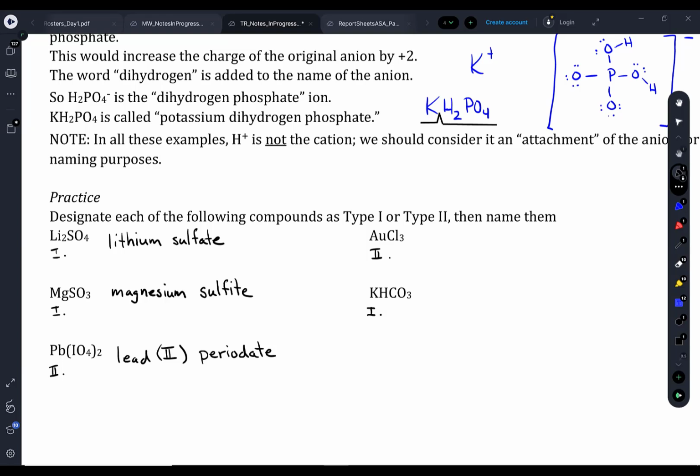Gold is a type 2, which means I'm going to have gold, parentheses, and then chloride. And the charge would be, the chlorides are 3 minus, so the gold would be 3 plus.